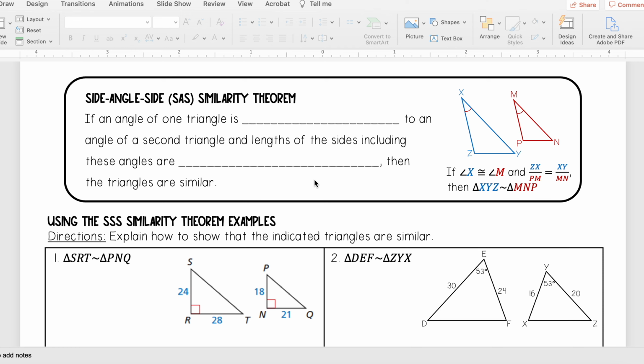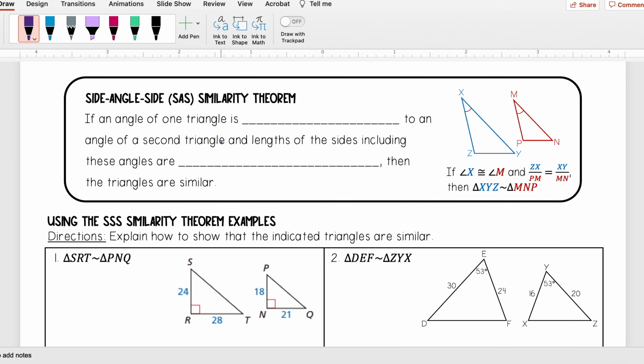In this video, we're going to be talking about the side angle side, or SAS similarity for short, theorem. And this tells us that if an angle of one triangle is congruent to an angle of a second triangle and the lengths of the sides, including these angles, are proportional, then the triangles are similar. So this is really similar to the angle-angle theorem and the side-side-side, but now we put this all together.